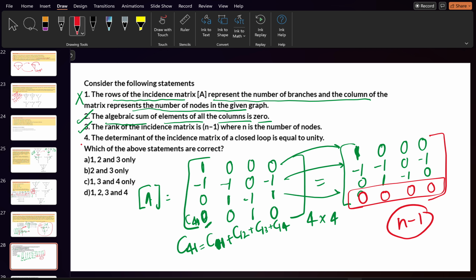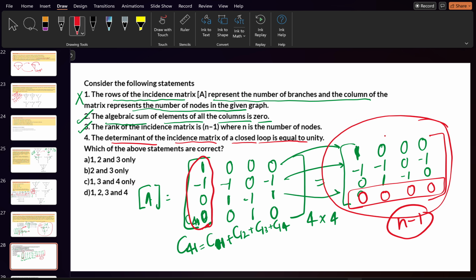If you see the fourth option, the determinant of an incidence matrix of a closed loop is equal to unity. That is false. Why? Because the summation of the particular column is actually 0. So when you form the determinant of that particular matrix, it will be 0. If you see this matrix also, the summation of that particular row became 0. So the determinant will be equal to 0. The fourth is also false. So the second and third options will be correct.